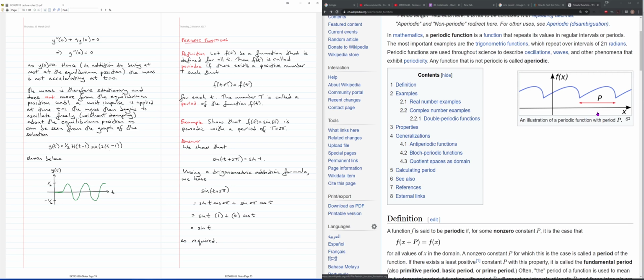Your period is in terms of x, so your period is a length over here, indicated by a red arrow. And you're seeing that the graph is repeating itself for each period.